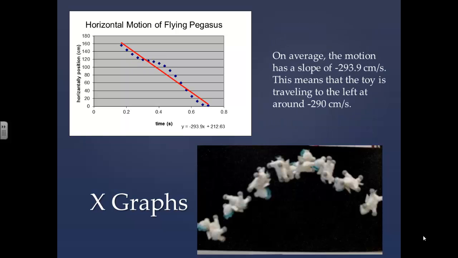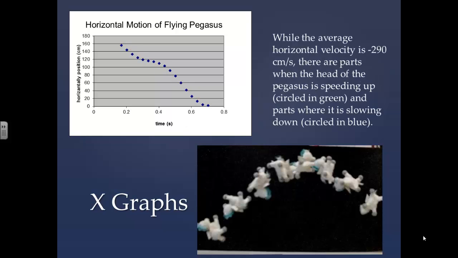On average, the motion has a slope of negative 239.9 centimeters per second. This means that the toy is traveling to the left at around negative 290 centimeters per second. While the average horizontal velocity is negative 290 centimeters per second, there are parts when the head of the Pegasus is speeding up, circled in green, and parts where it is slowing down, circled in blue.